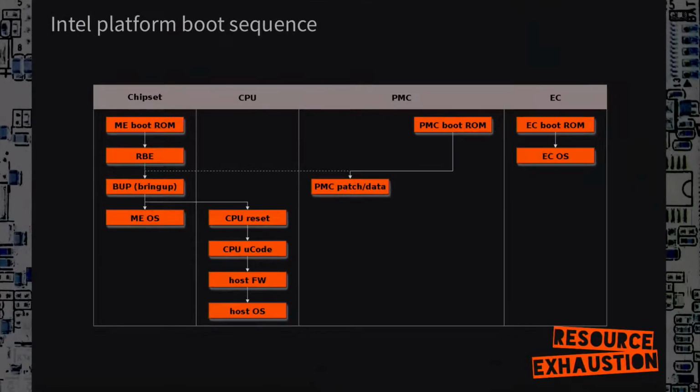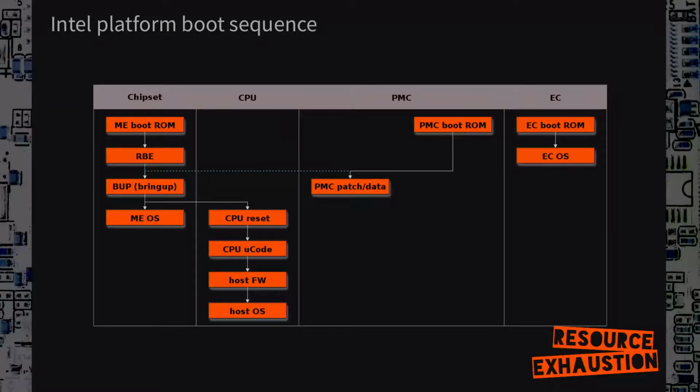This here is how your machine boots up. On the left-hand side, you see the flow I just described, what the ME is doing. You press the power button on your machine. The ME is coming up. It's initializing itself first with its own firmware. That's the RBE phase. A bit more about that later. Then there is a bring-up phase, which hands over to the ME operating system, if that version of your ME actually has an operating system, which is not necessarily the case.